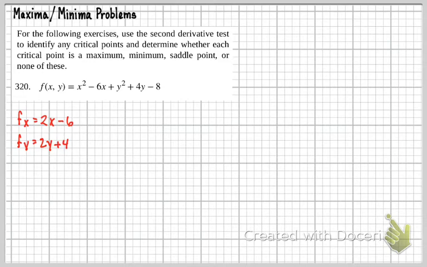So now I need fxx, because that was another one I needed. So I'm going to do that one here. And that's just going to be 2, because I'm going to take the derivative of this one here, and that's going to give me just 2. And then the same thing for fyy, I need that as well. So I take the derivative of 2y plus 4, and that's going to give me 2.